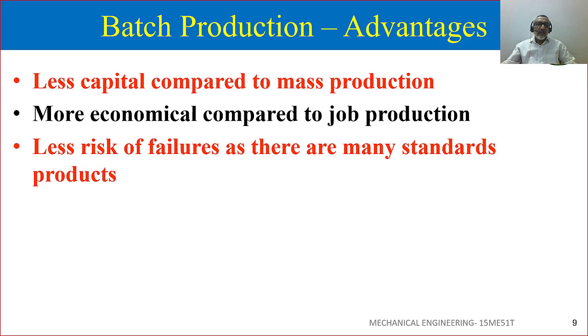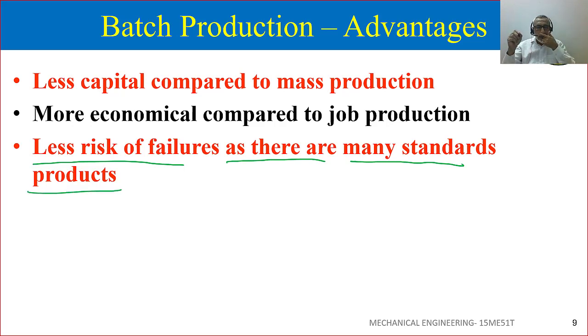And here the risks of failure are there, but they are less because many standard products are produced. For example, you have got 10 products. If the demand for one item, say product X, goes down, you may stop producing that particular product and you can increase the quantities of the remaining products.